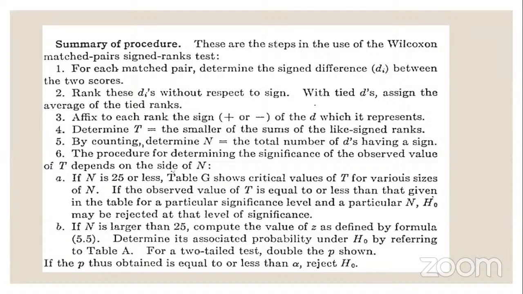Here it is written that if the observed value of t is equal to or less than the table value, then the null hypothesis will be rejected. Clear up to that?